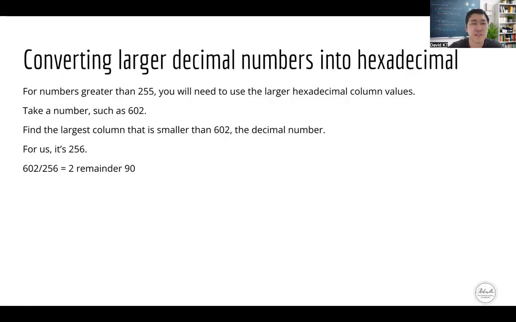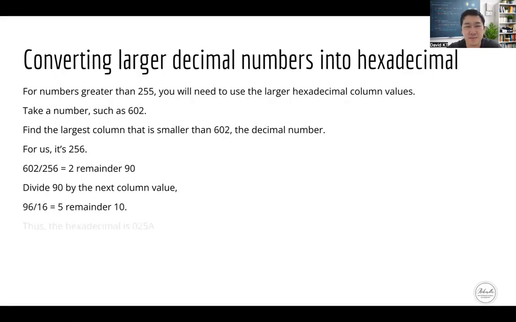602 divided by 256 is 2 with a remainder of 90. Divide 90 by the next column value, which is 16. We get 5 with a remainder of 10. And then 10 is equal to A. So the hexadecimal with 4 hexadecimal digits is 025A.